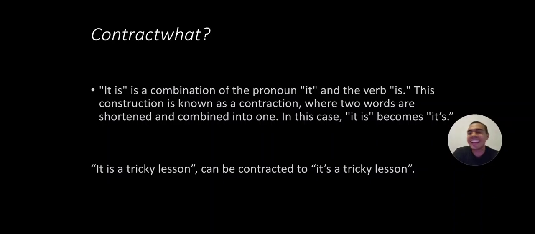What? I just wanted to add this one for you guys. So, contractions, right? It is a combination of the pronoun it and the verb is. Okay? So this construction is known as a contraction. A contraction is simply where two words are shortened and combined into one. So it is becomes it's.